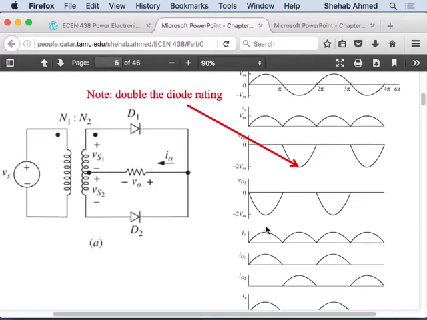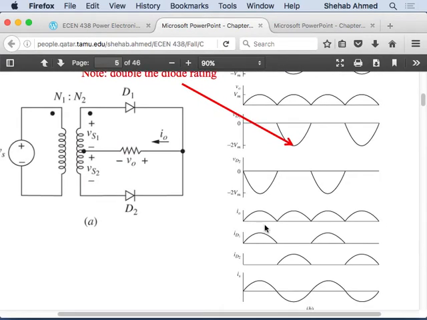Yes? When we compare this with the full bridge rectifier, the output voltage is still going to be the same, but the voltage ratings of the diodes will differ. Here the voltage rating of the diode is twice the value. So the losses, the switching losses.